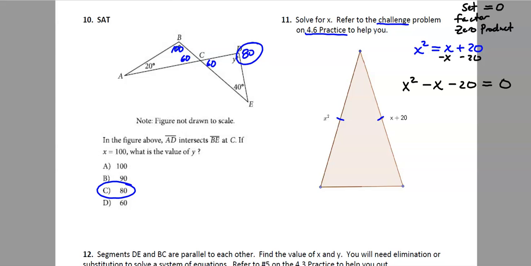So now I've set it equal to 0. So step 1 is accomplished. Now I need to factor. This is the hard part. So now I need to factor and figure out what two things can be multiplied together to make that expression.